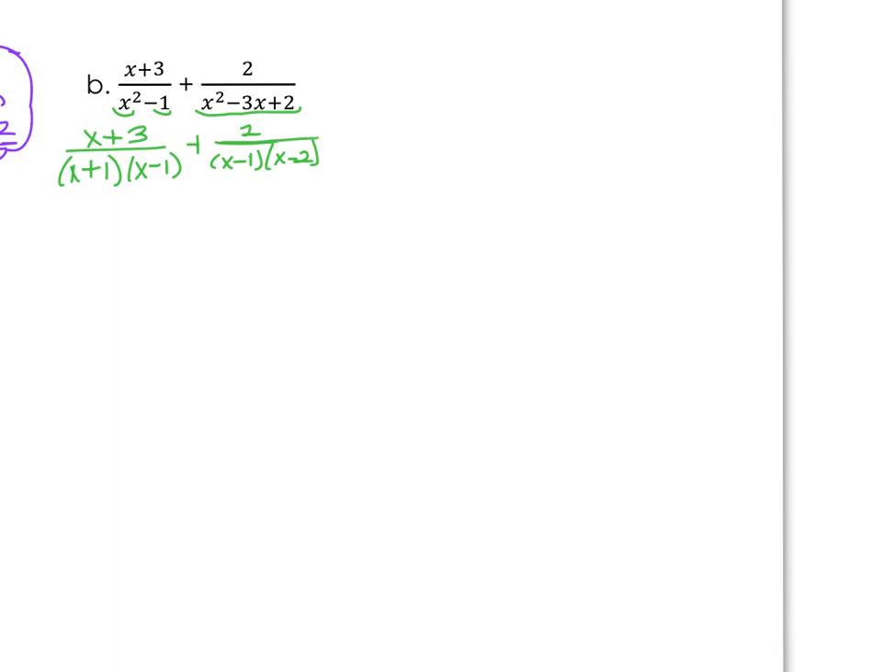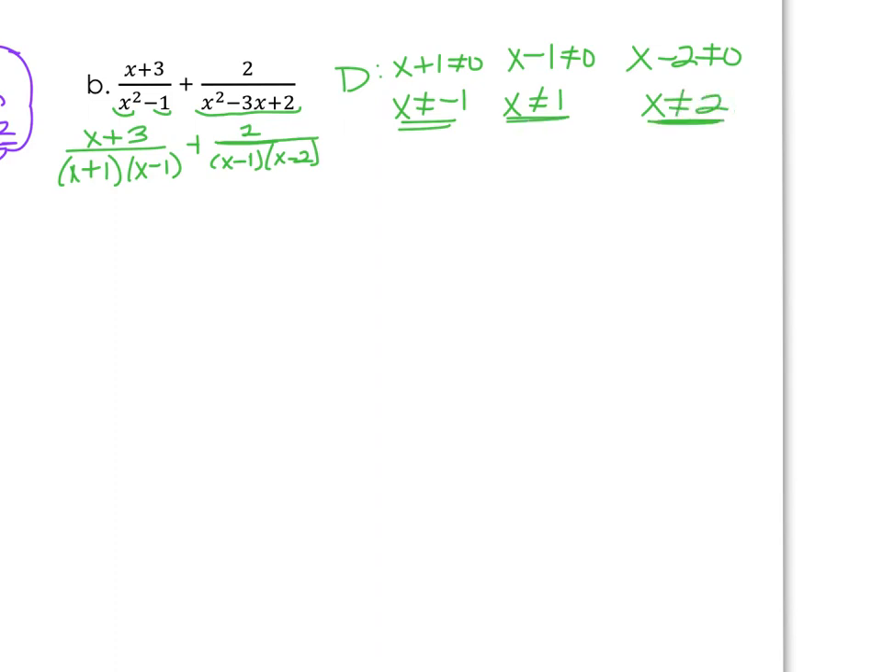All right, let's state our domain. We know if x plus 1 can't equal 0, x can't equal negative 1. X minus 1 can't equal 0, x can't equal positive 1. We have another x minus 1, so we don't have to repeat that. We'll go to the x minus 2. If that can't equal 0, then x can't equal positive 2. And there's our domain restriction. Those need to be included with our final answer.